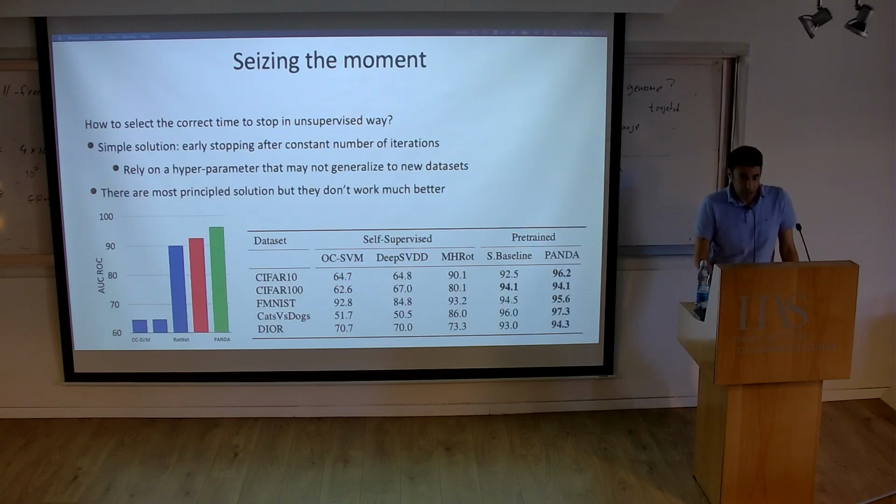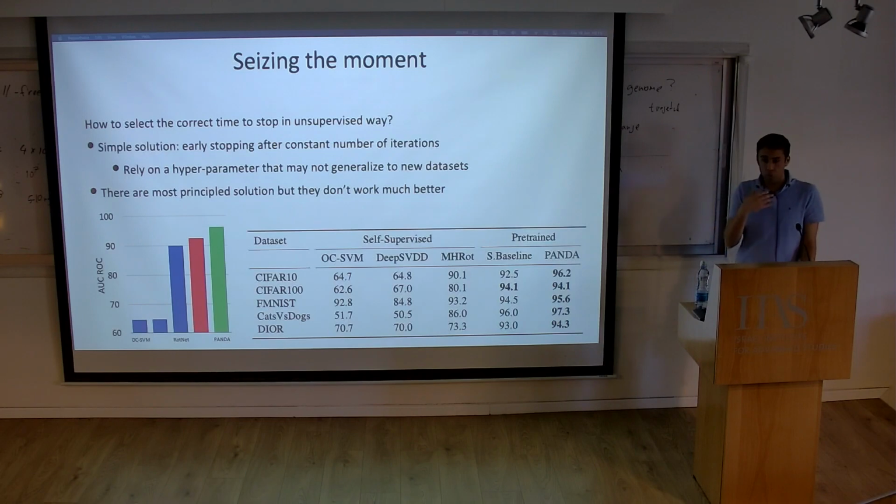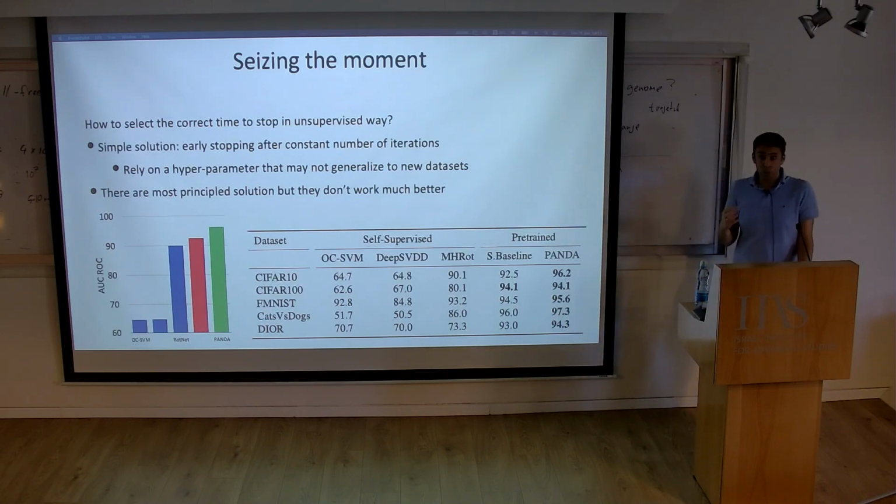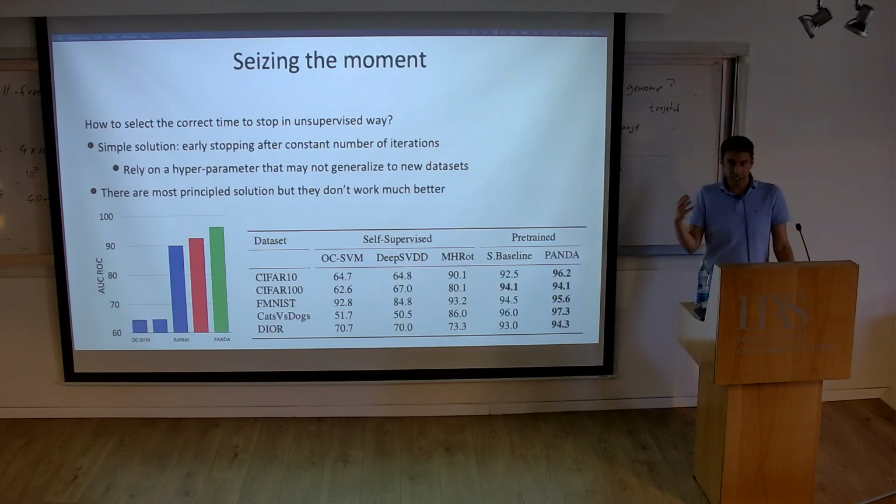Okay, so the main message here is we can use the compactness criterion to fine-tune our pre-trained feature encoder, but we have to stop at the correct time. We don't know exactly when the correct time is, but we have a good guess. It usually happens at the same time for a lot of different data sets.